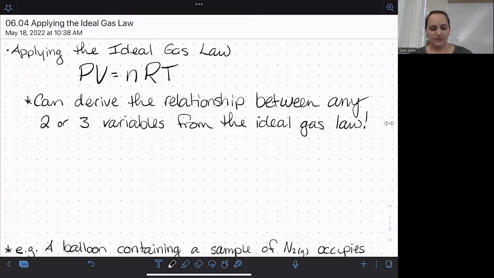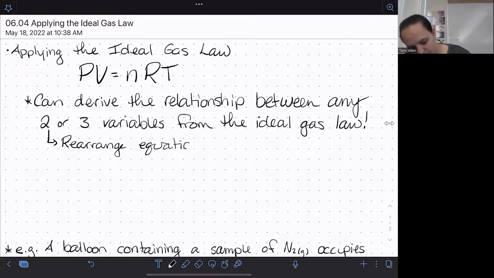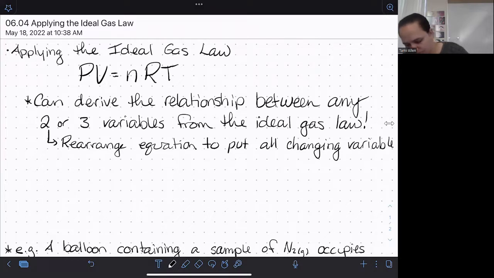So what we need to do, the word like derive an equation strikes fear in the hearts of many, but it's really not that bad. All we really need to do in order to figure out the relationship between any two or three variables is to rearrange this equation to put all of the variables that change on one side and all constants on the other.